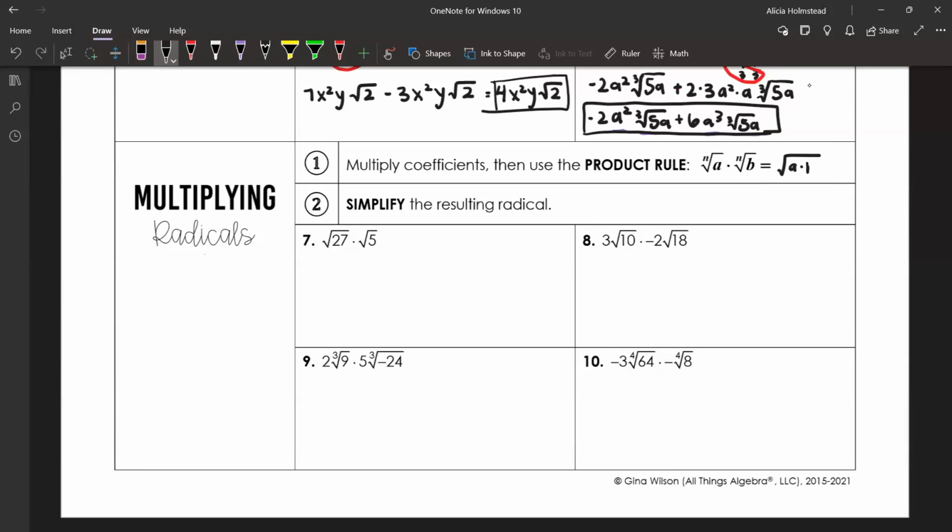But essentially what it is that you can multiply insides of radicals together.